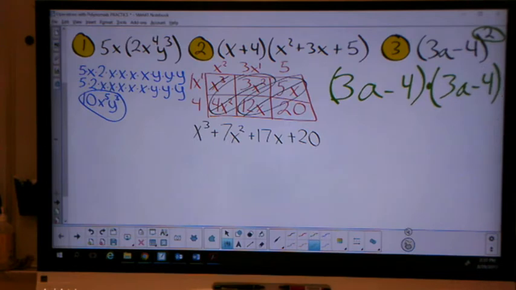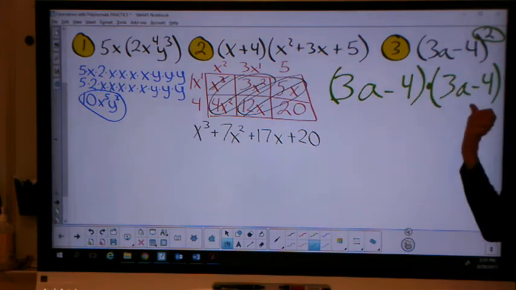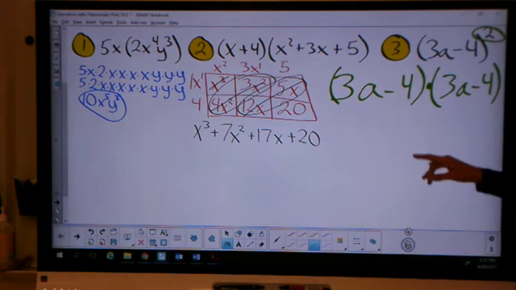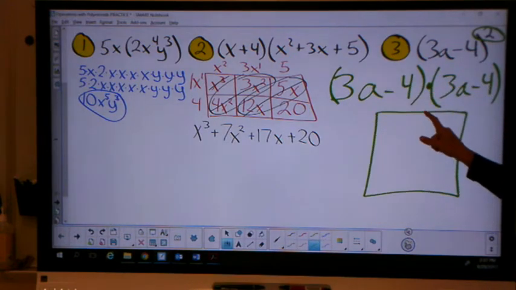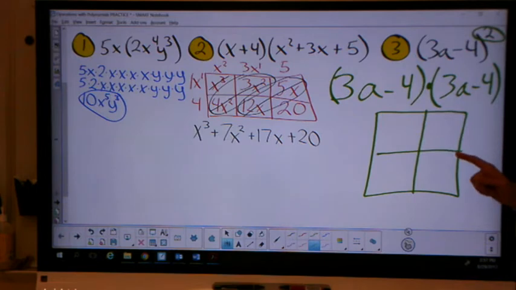Multiplication. And when you are multiplying 2 binomials together, what method are you going to have to use to do it efficiently and correctly? Anthony? The box method. We have a binomial and another binomial. So you would set up a 2x2 box method.